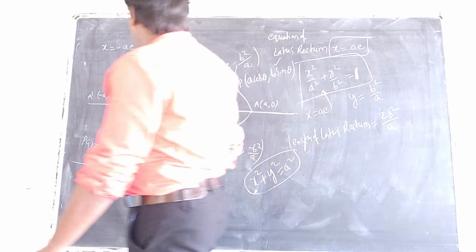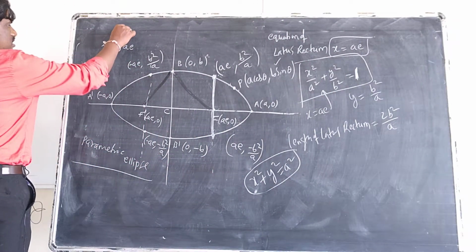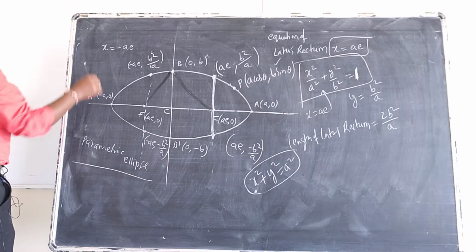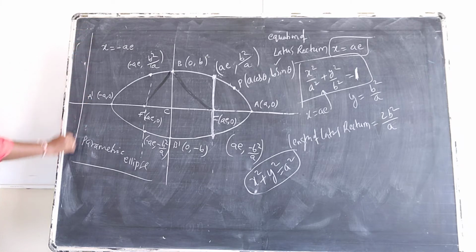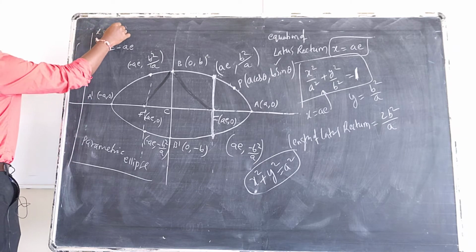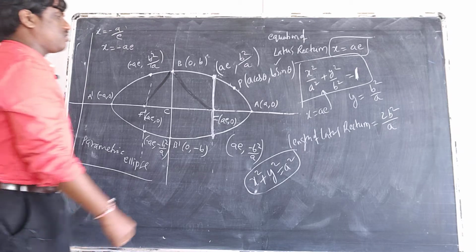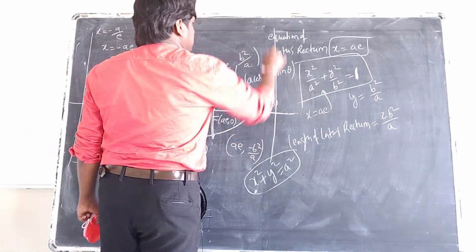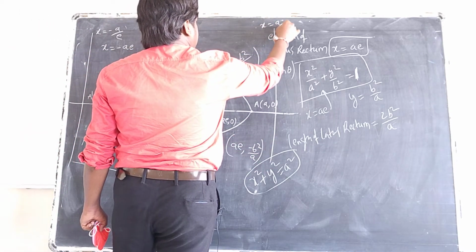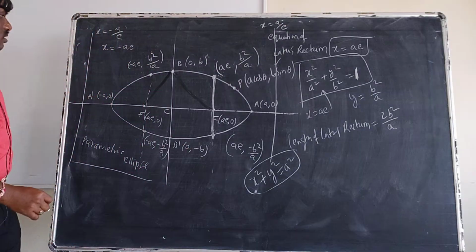Listen here, one more thing. See, this is the vertex. I already told you the directrix: x is equal to what? Minus a by e. And here also, I told you the directrix: x is equal to plus a by e. Did I tell you this? Now one more thing.